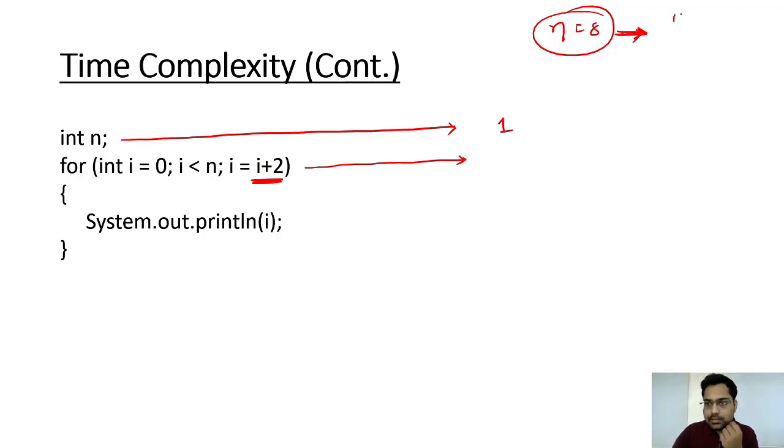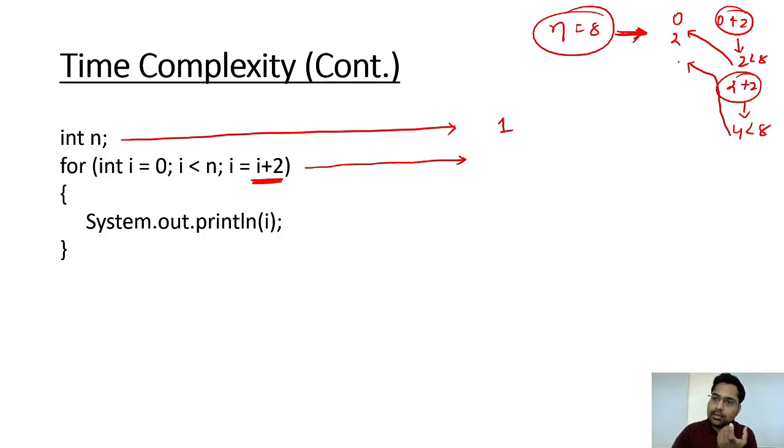Check here: 0 will be checked whether it is less than 8 or not. Yes, it is less than 8, so it will be printed. Next, 0 plus 2 is 2. Is 2 less than 8? Yes, then print 2. The next value is 2 plus 2, which is 4. Is 4 less than 8? Yes, then write 4. Then 4 plus 2 is 6. Is 6 less than 8 or not?